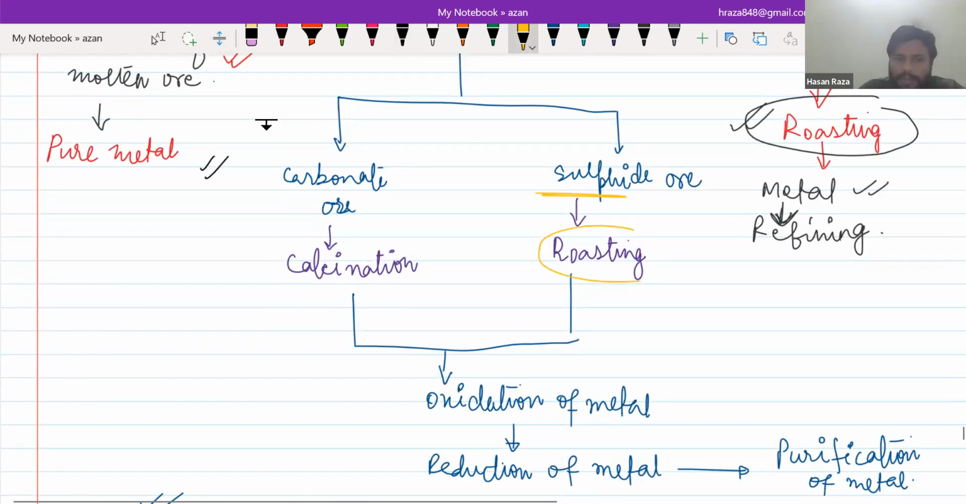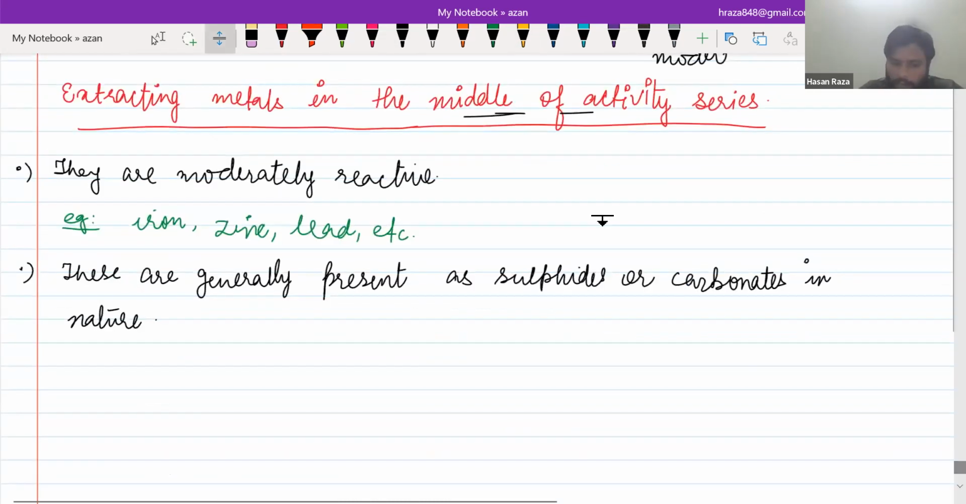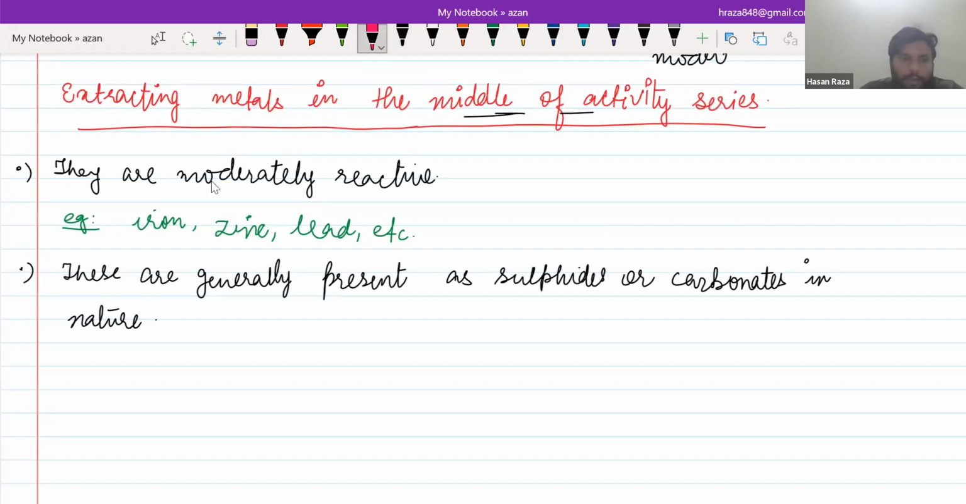And what is this calcination and roasting? We are going to discuss. First of all, I'm going to discuss roasting. It's very simple. So I'm going to define it.